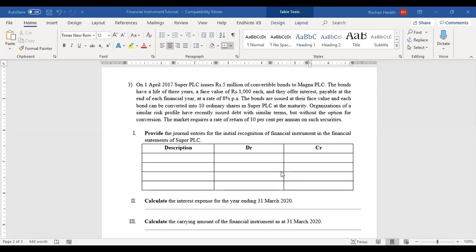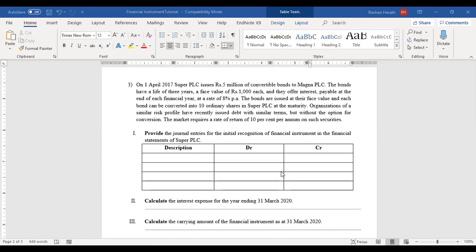Debt component. This is about the bond, that is the equity option. Equity option, right? It's a convertible bond.